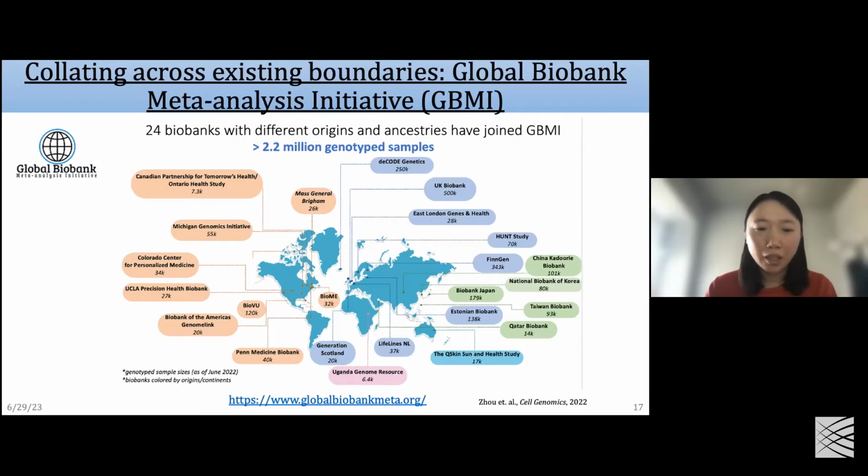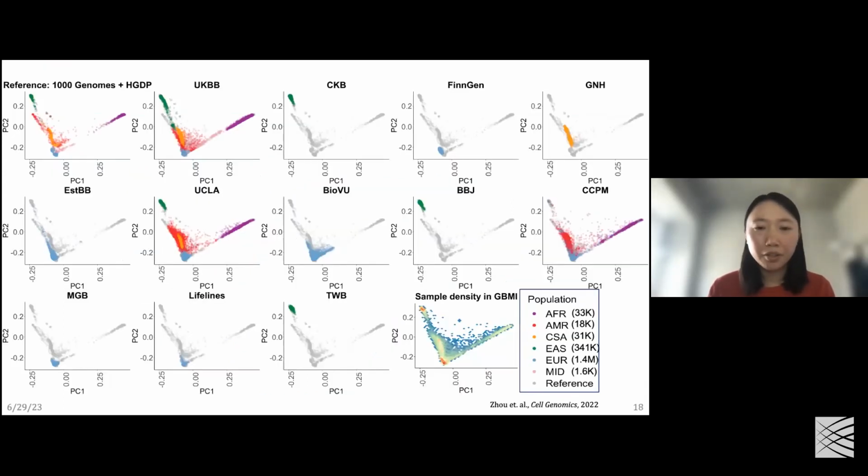So this work led by Dr. Wei Zhou, we collected more than 2.2 million samples with both genotypes and phenotypes from 24 biobanks, and the number is currently increasing. So they are from different origins and ancestries. For each participant in GBMI, they are assigned to one of these 6 different populations, ranging from 1.6 thousand Middle Eastern to up to 1.4 million Europeans.